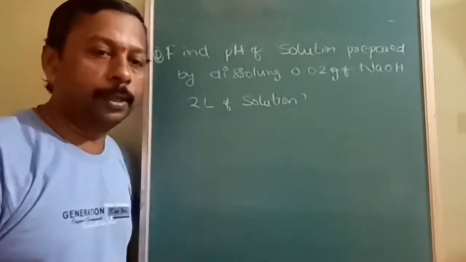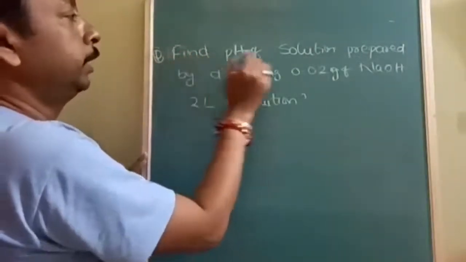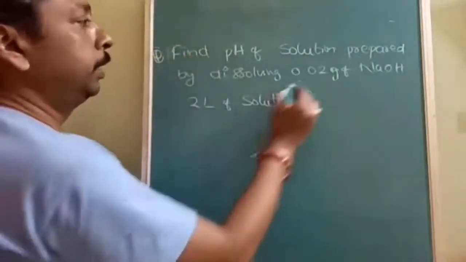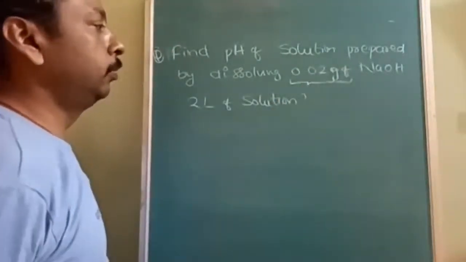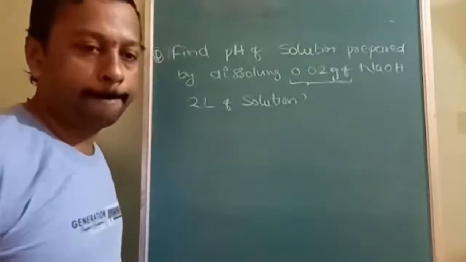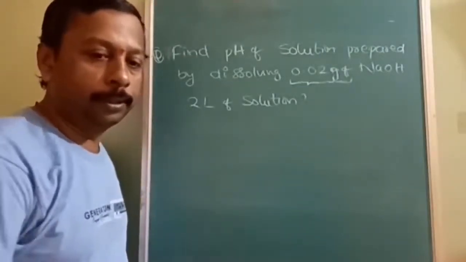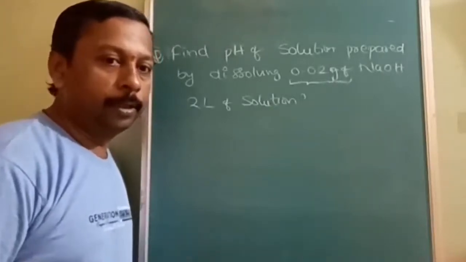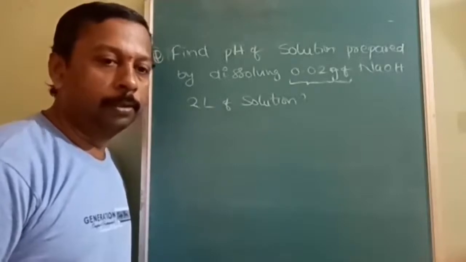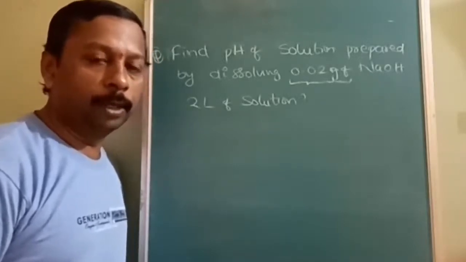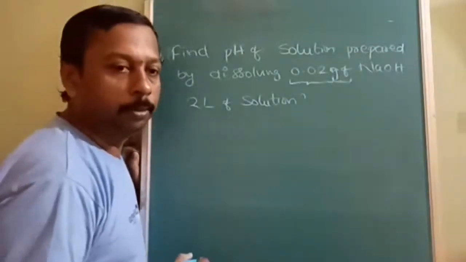Okay, the next question is another question, a different variety. Find the pH of a solution prepared by dissolving 0.02 grams of NaOH in 2 liters of solution. So here you are given the mass of solute and the volume of solution. So with that you have to find out the molarity. Then you can think about the pH.